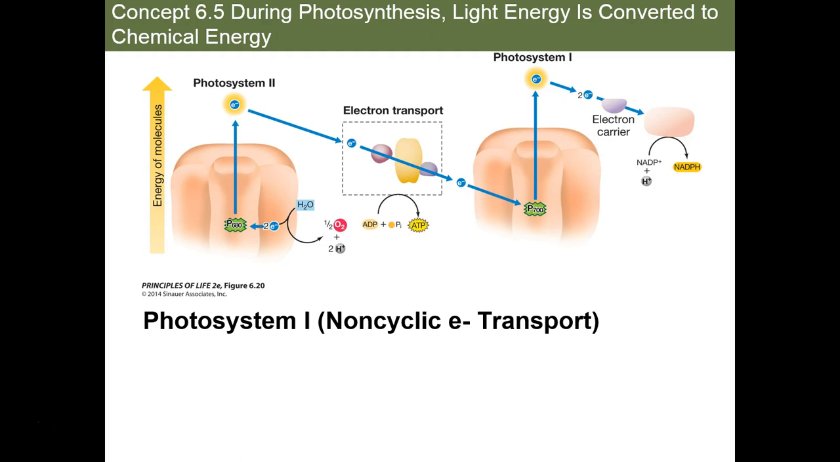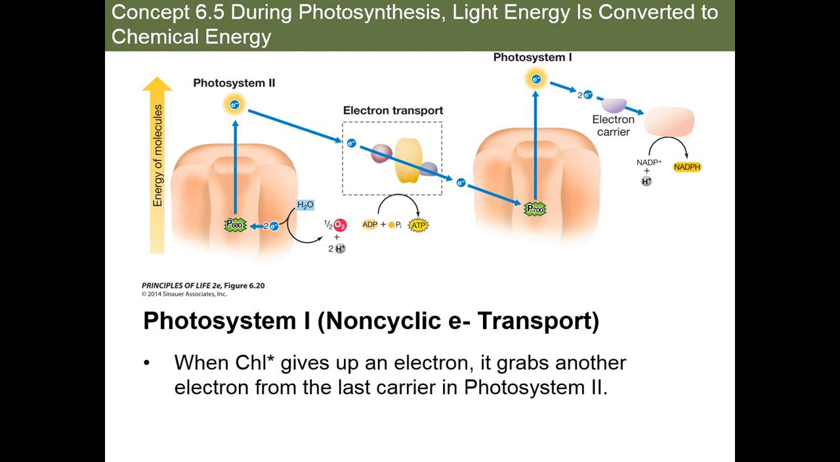Within photosystem 1, there are two scenarios that can occur with the electron that gets excited. There is non-cyclic electron transport and cyclic electron transport. We'll talk about the non-cyclic electron transport first.